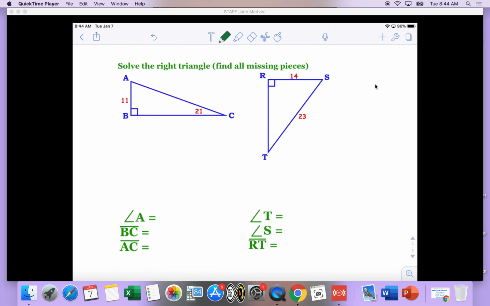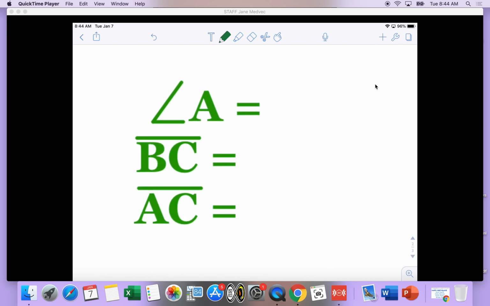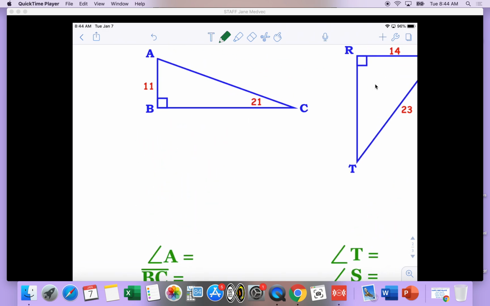All right, we're going to solve the right triangle and find all the missing pieces, which means we're not only going to find the sides, but also the angles. We're going to find all the pieces. And you'll notice down here it tells us what we're leaning towards, what we want to find. Okay, so let's go back up. You don't have to use sine, cosine, tangent for all of these. Some of them you can use the Pythagorean theorem. Some of them you can use the angle sum postulate.